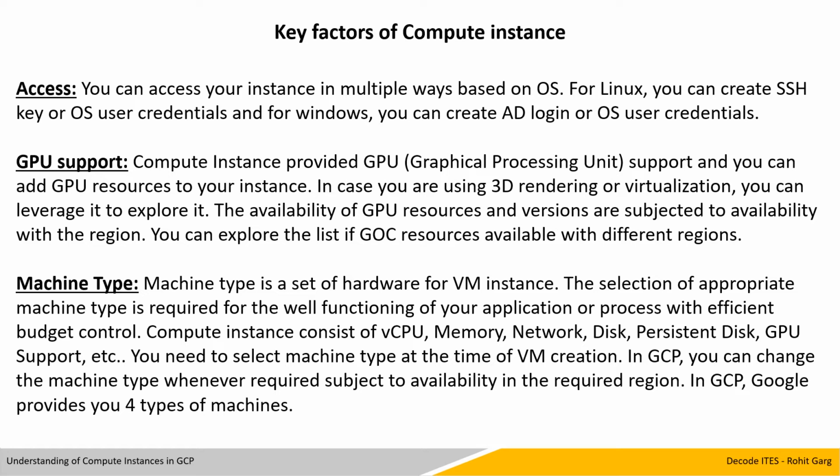In GCP, Google provides primarily four types of machines, and the list of machines is divided on the basis of these four categories.